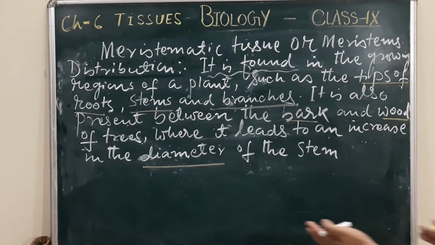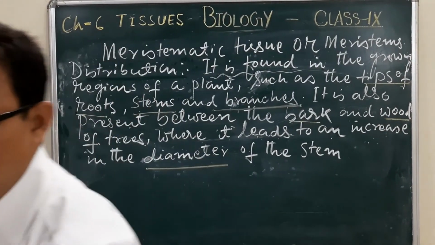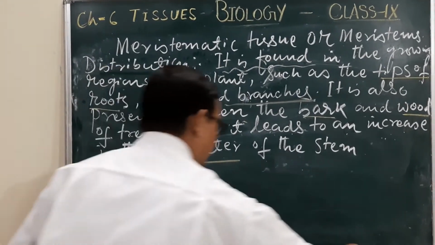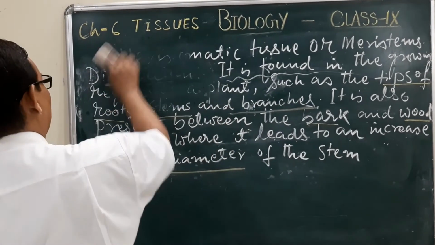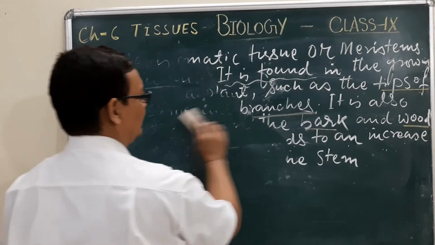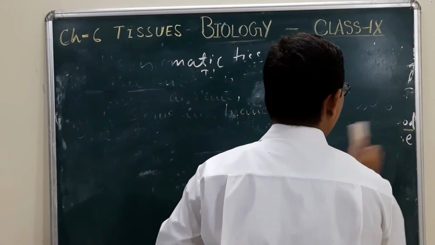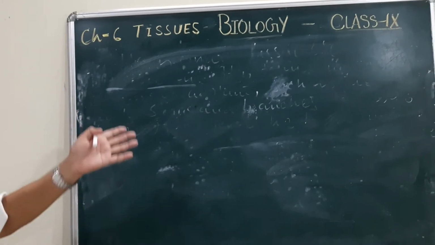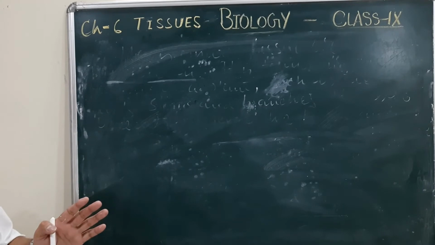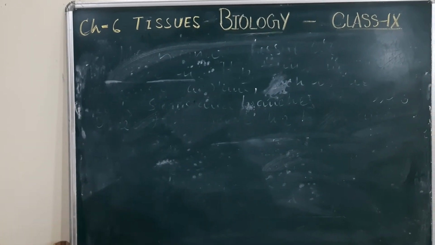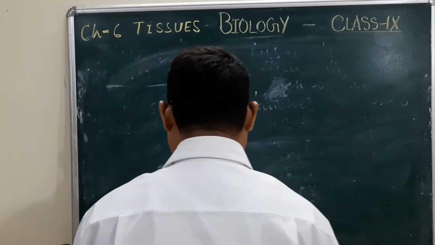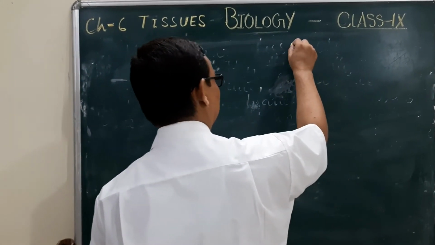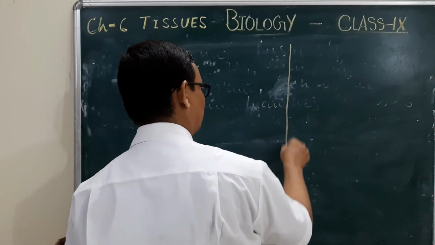Now, after the distribution, we write the structure. First, we may look at the diagram. The shape of the cell may be polygonal, oval, or spherical. Depending upon that shape, we draw a simple diagram of this tissue.